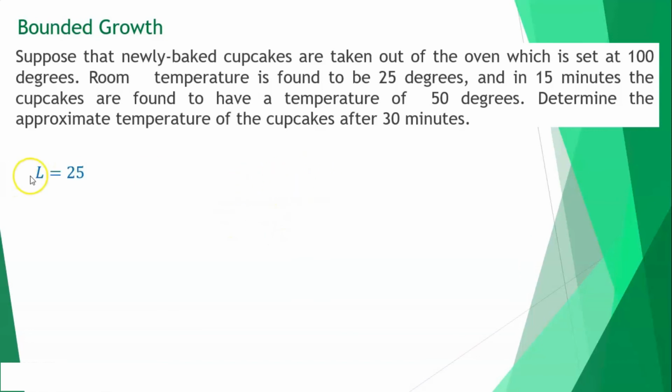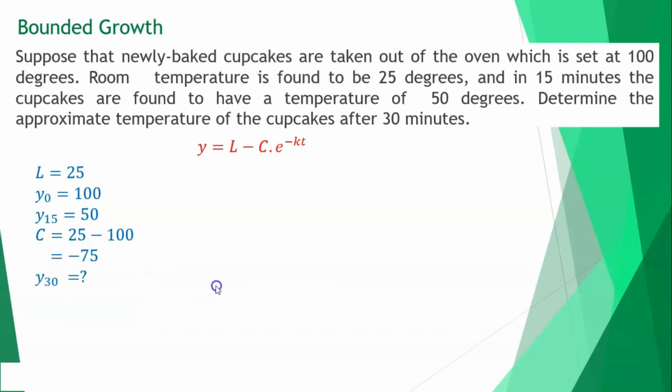So, take note here, our limiting capacity is 25 degrees, that's the room temperature. Our starting temperature is 100 degrees. After 15 minutes, it became 50 degrees. So, to find c here, this would be limiting minus initial. So, 25 minus 100, that's negative 75. So, after 30 minutes, what will be the temperature of the cupcake?